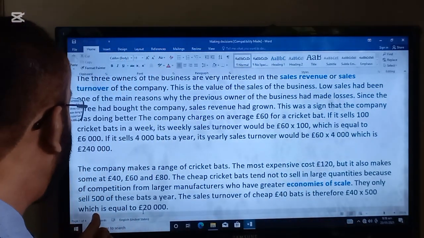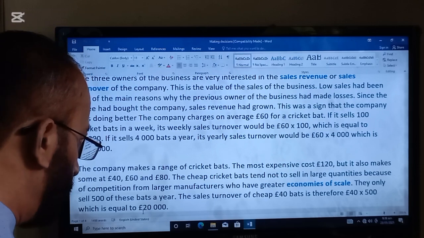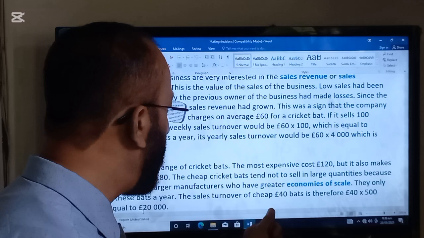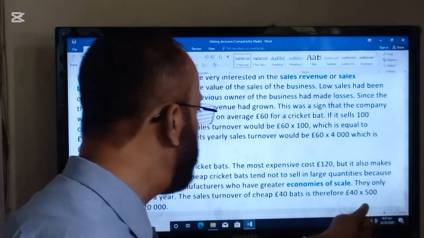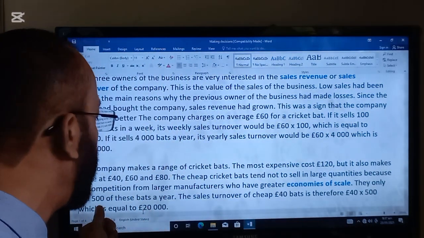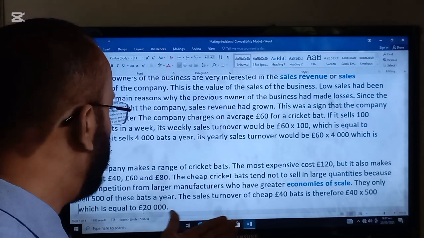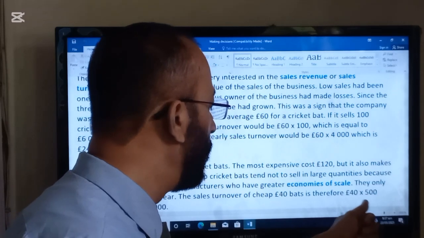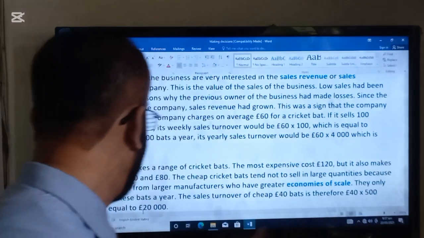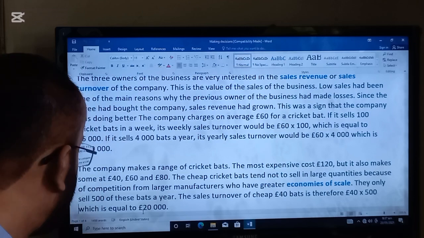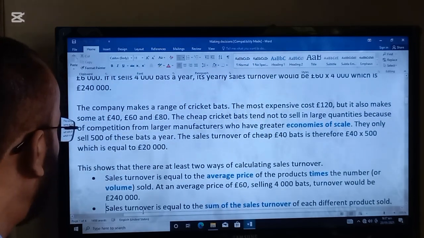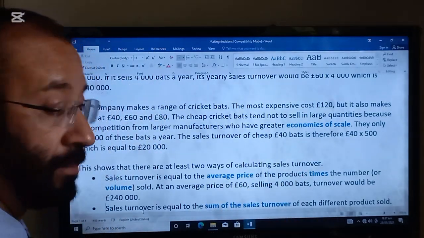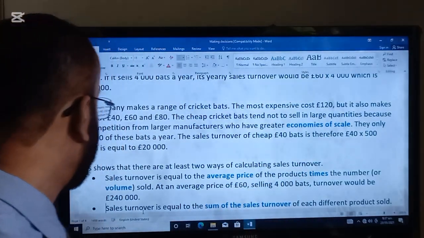They only sell 500 of these bats a year. The sales turnover of cheap £40 bats is therefore 40 into 500, because 500 bats are sold in a year which cost 40 pounds. So the total turnover of this kind of bat is 20,000 pounds. This shows that there are at least two ways of calculating sales turnover. So concentrate yourself, this is very important.